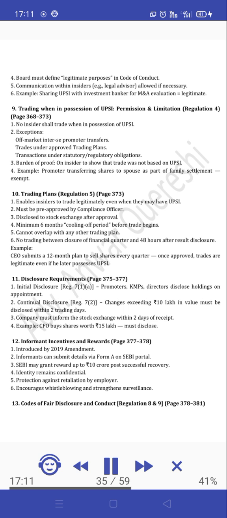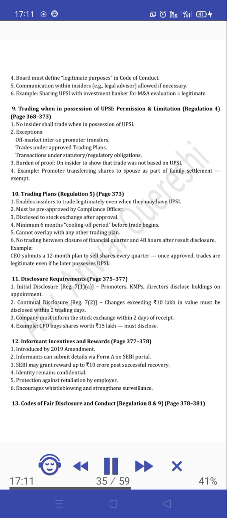10. Trading plans, Regulation 5, page 373. 1. Enables insiders to trade legitimately even when they may have UPSI. 2. Must be pre-approved by the compliance officer. 3. Disclosed to the stock exchange after approval. 4. Minimum 6 months cooling off period before trade begins. 5. Cannot overlap with any other trading plan. 6. No trading between closure of the financial quarter and 48 hours after result disclosure. Example, CEO submits a 12-month plan to sell shares every quarter. Once approved, trades are legitimate even if he later possesses UPSI.